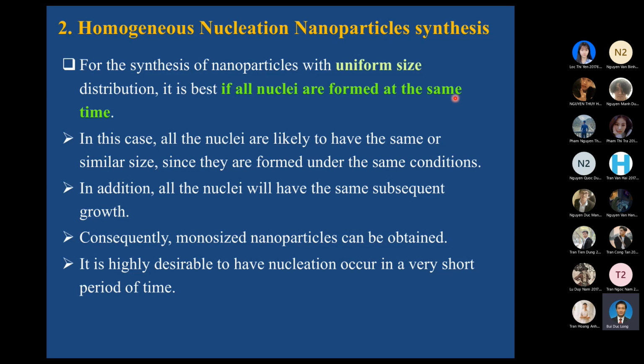Of course, if they all form at the same time, the growth process will be equal and the diffusion from solute to the nucleus will also be the same. So the particles will grow to the same or similar size. Because if a nucleus forms after the first one, the first one has more chance to absorb the solute, so that particle will grow bigger compared to the later-formed ones.